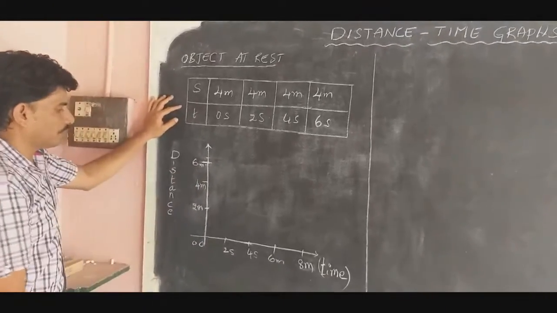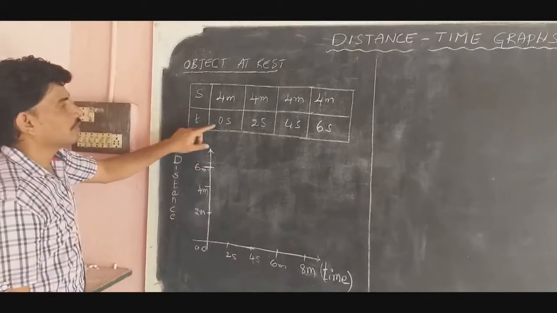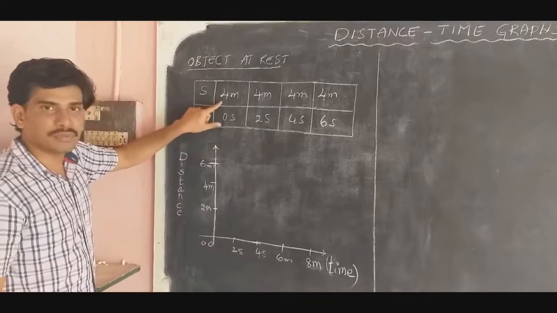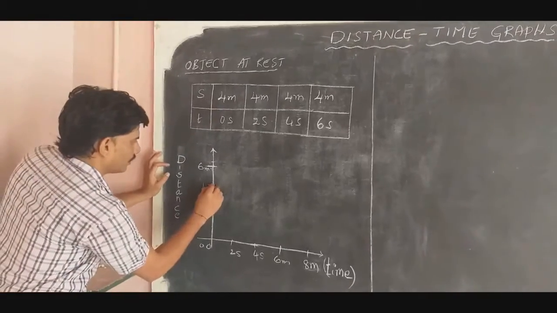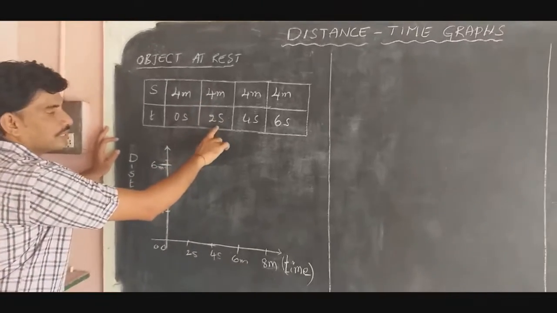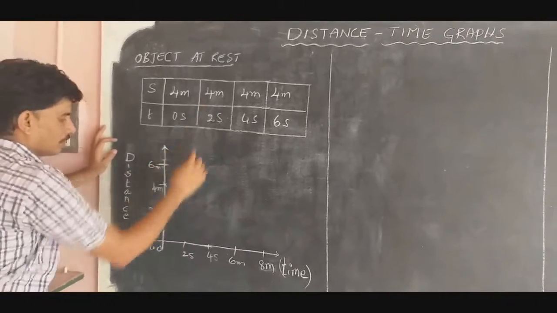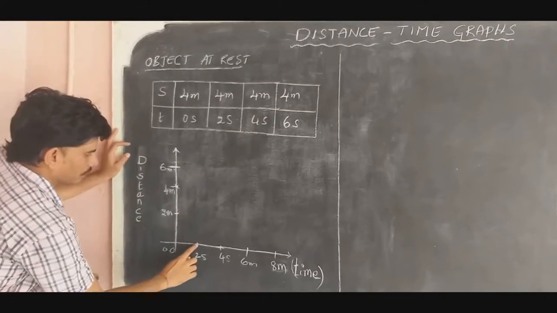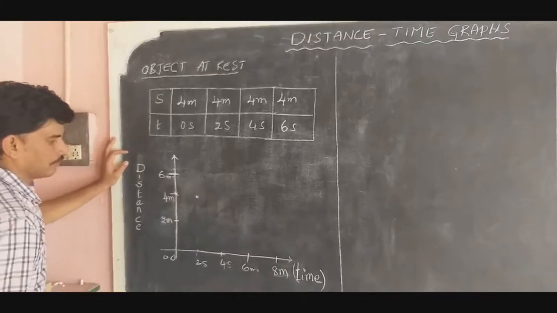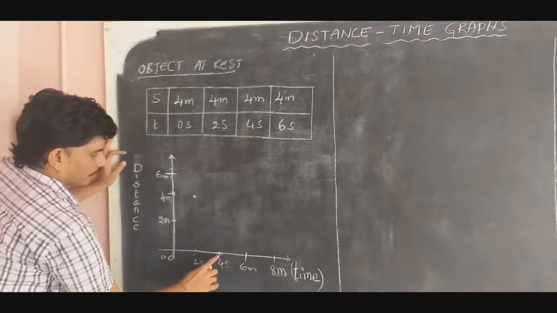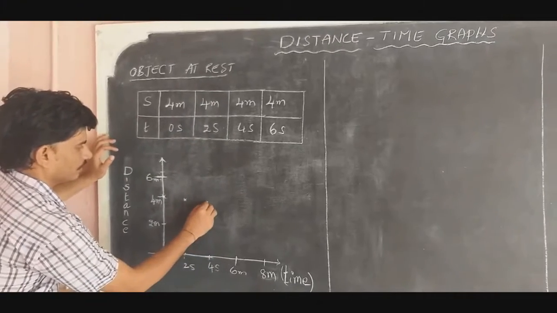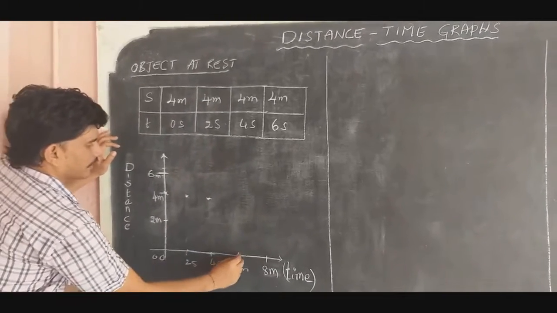Now at the time of 0 seconds, that means when I started my observation, the object lies at the position of 4 meters. So this is the position of the object. When the object is at 2 seconds also, the object is at 4 meters only. At 4 seconds also, the object is still at 4 meters distance. At 6 seconds also.